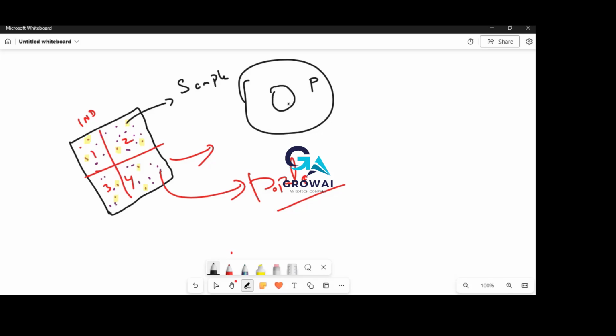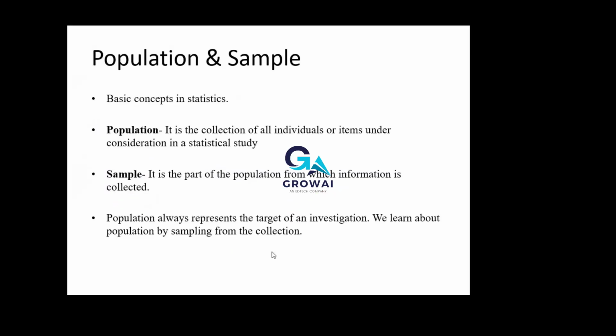So the sample lies here. The reason we need population and sample is that you cannot have all the people's information collected and stored somewhere. That is impossible to do. Instead of that, to represent a bigger population, we take a small amount of data. That is called a sample. Okay. So population is a collection of all individuals or items under consideration in a statistical study. A sample is a part of the population from which information is collected.